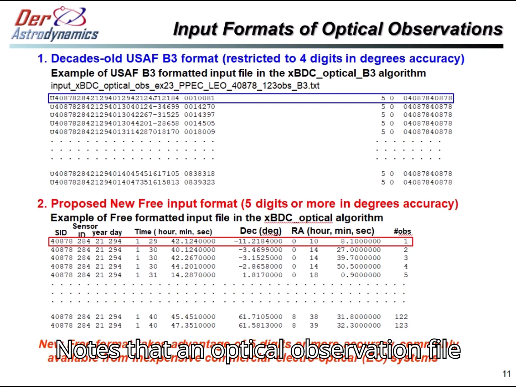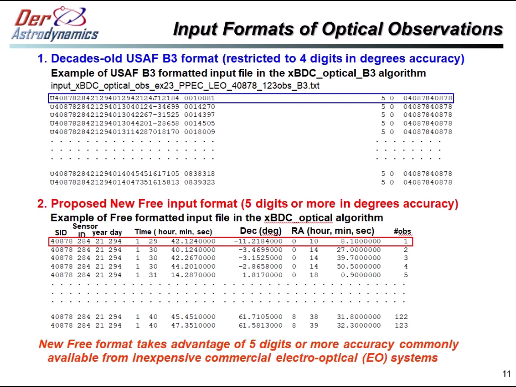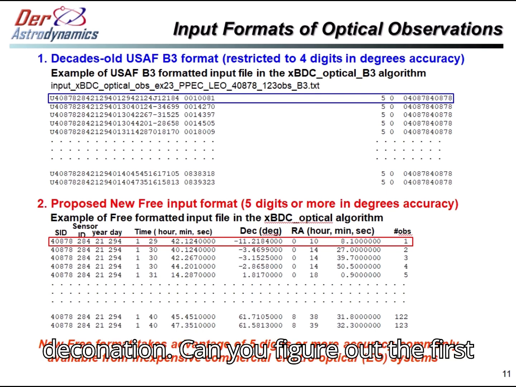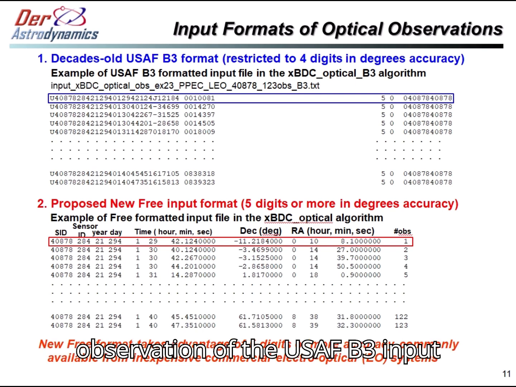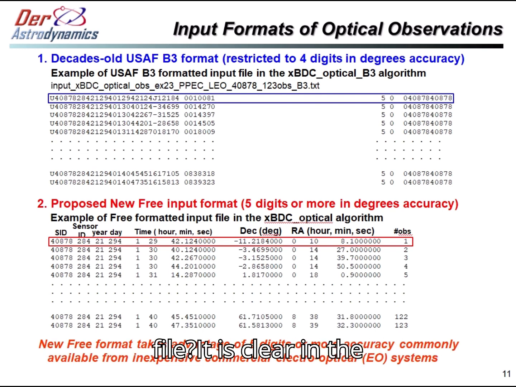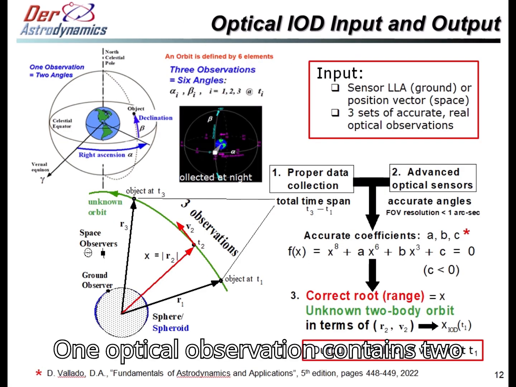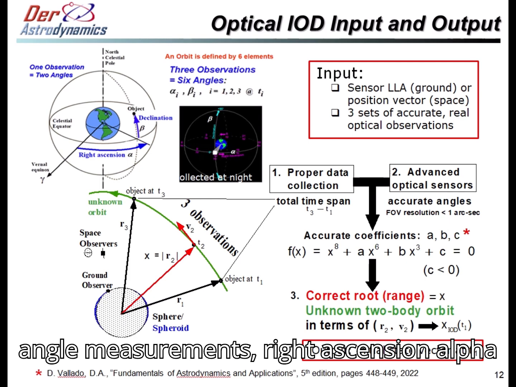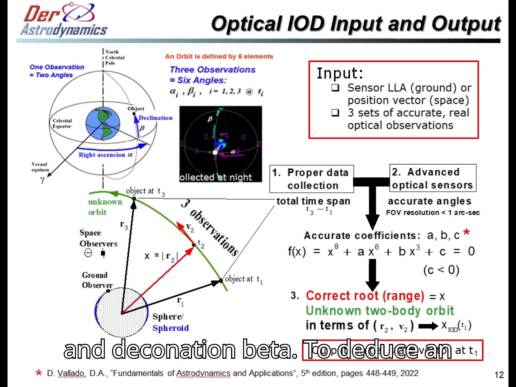Note that an optical observation file contains satellite ID, sensor ID, time, right ascension, and declination. Can you figure out the first observation of the US Air Force B3 input file? It is clear in the proposed free input format file. One optical observation contains 2 angle measurements, right ascension alpha and declination beta.